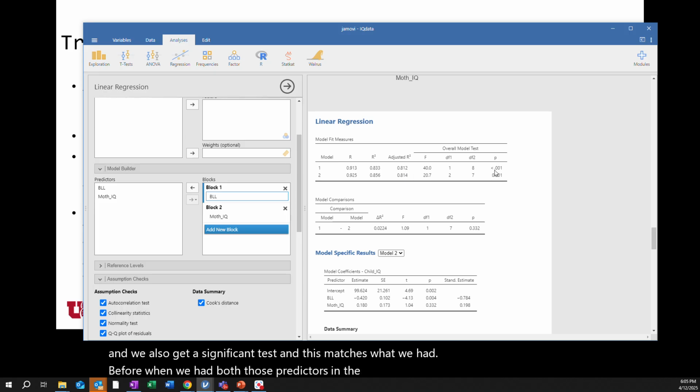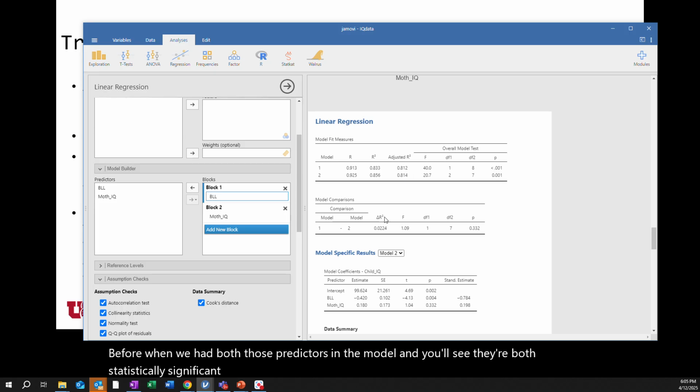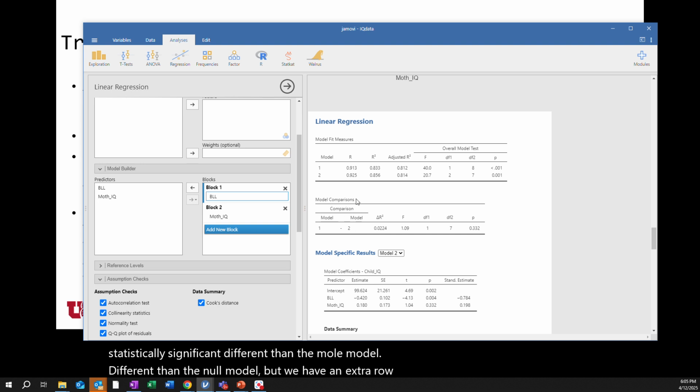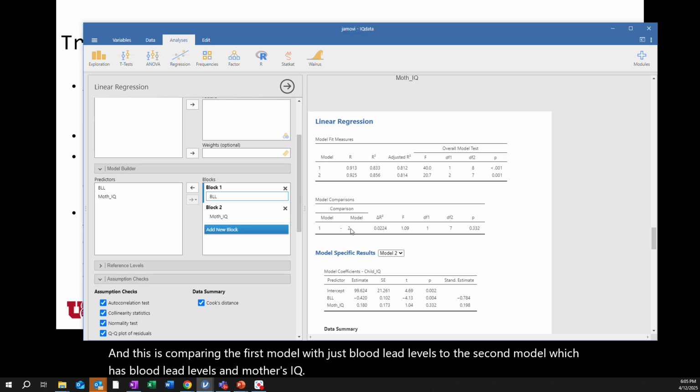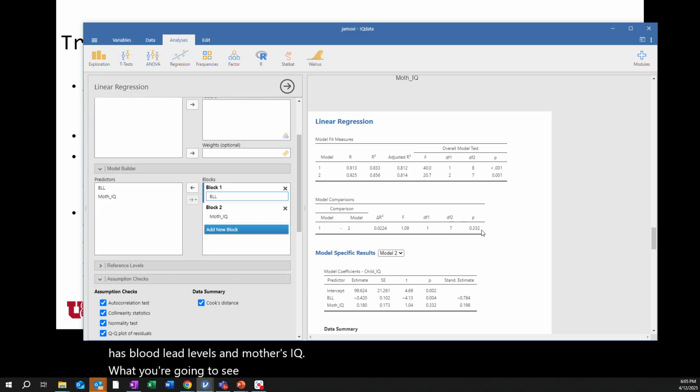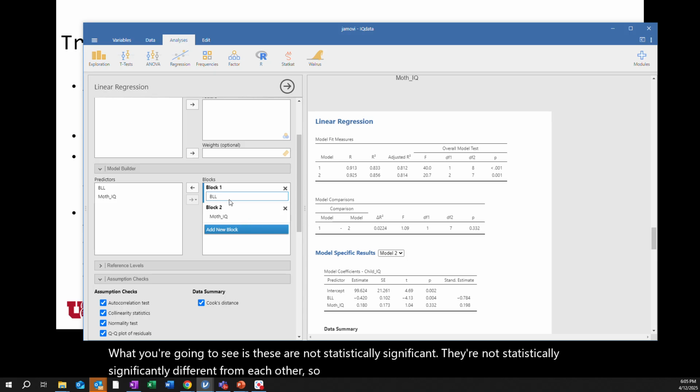You'll see they're both statistically significantly different from the null model, but we have an extra row here, the model comparisons. This compares the first model with just blood lead levels to the second model, which has blood lead levels and mother's IQ. And you're going to see these are not statistically significantly different from each other. So adding mother's IQ did not really improve things. It's not enough to make it statistically significant.